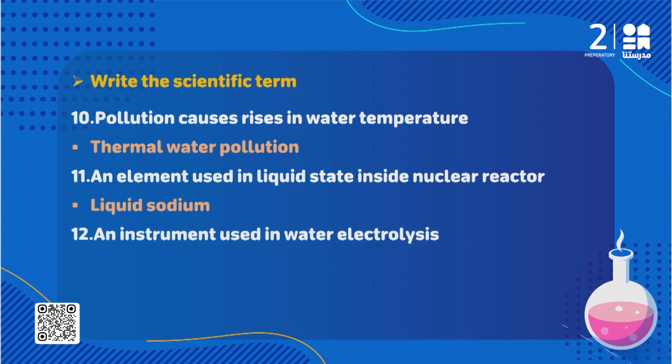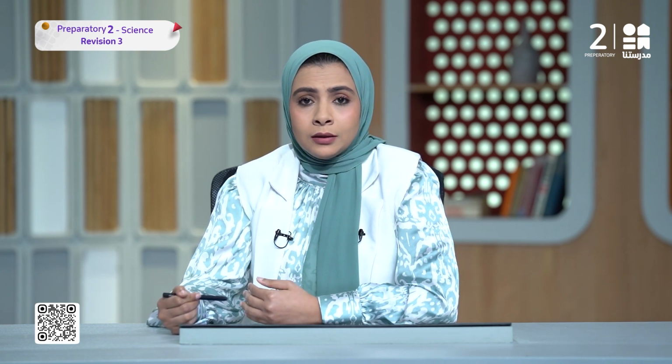Number 12, an instrument used in water electrolysis. Do you remember water electrolysis? What do we do in water electrolysis? To separate the water components, which are oxygen and hydrogen. When we want to separate the components of water into hydrogen gas alone and oxygen gas alone, we do something called water electrolysis. We use electricity, or electric energy, to separate the components of the water.